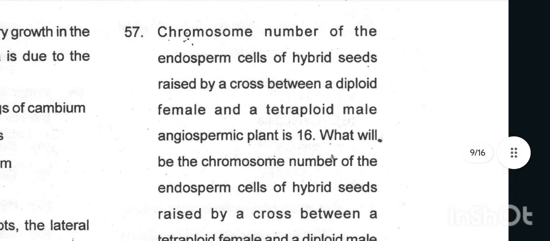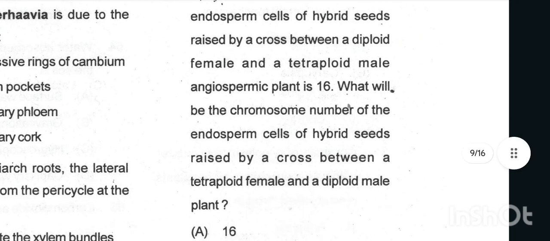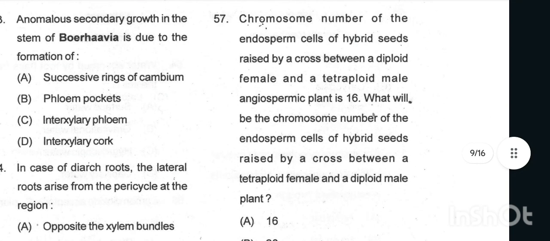Chromosome number of endosperm cell of hybrid seeds raised by a cross between diploid plant and tetraploid male angiospermic plant is 16. What will be the chromosome number of endosperm of hybrid seeds raised by a cross between tetraploid female and diploid male? So here the answer is 20.